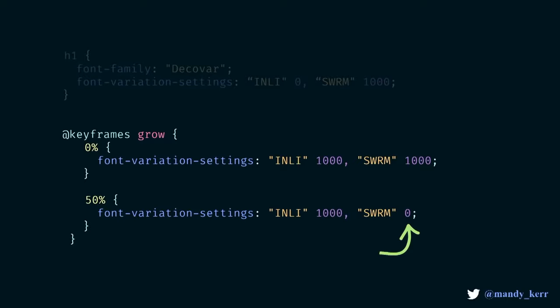So I set up a keyframe animation, just a few lines of CSS. We put in our font variation settings. I set inline and skeleton worm to 1,000. And then at the 50% keyframe, I reset skeleton worm to 0. Now, what's important here is that, much like with transforms, you need to specify every axis in the variation settings when you're doing keyframe animations. Otherwise, you're only going to end up with the one axis that you're defining.